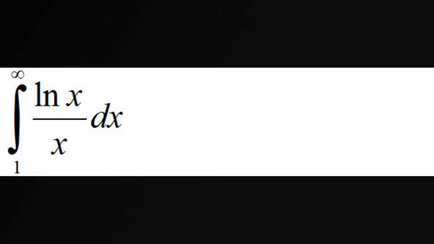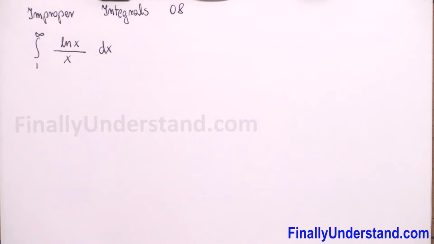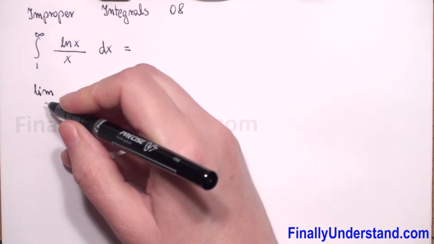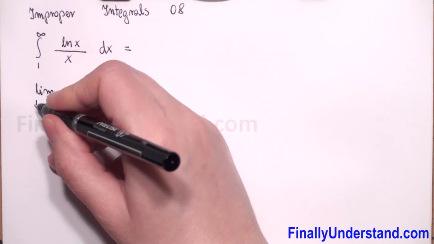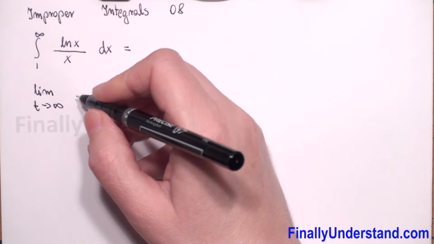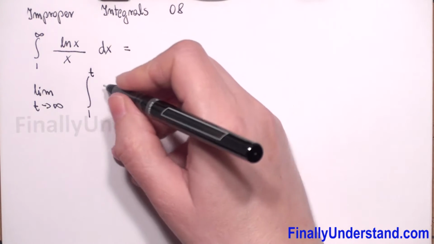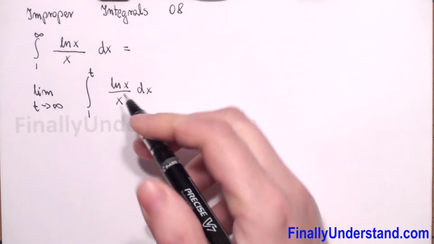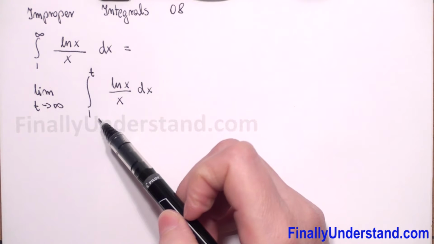Because we have infinity in the upper limit, the first thing we do is convert the integral to a limit. So this is equal to the limit, and we will replace infinity with a variable. We will put t goes to infinity, and we have the integral now from 1 to t of natural logarithm of x over x dx.